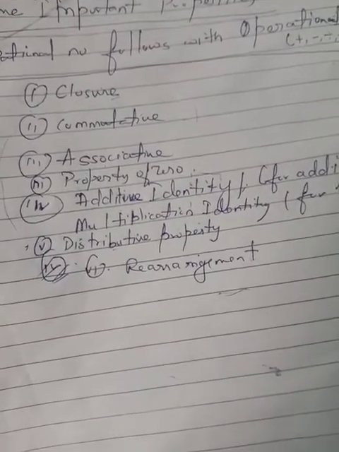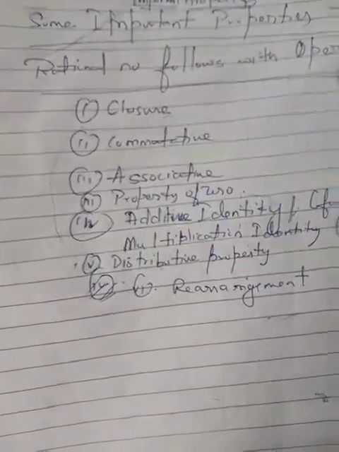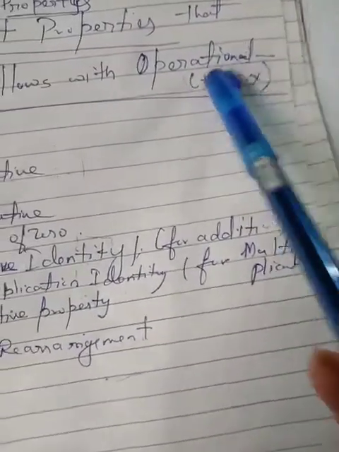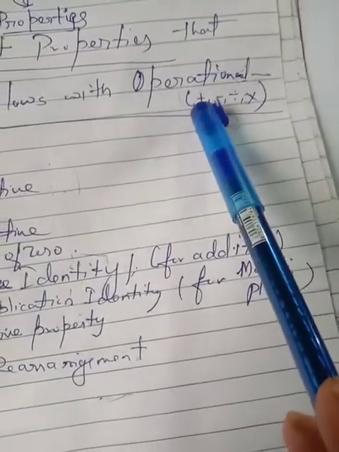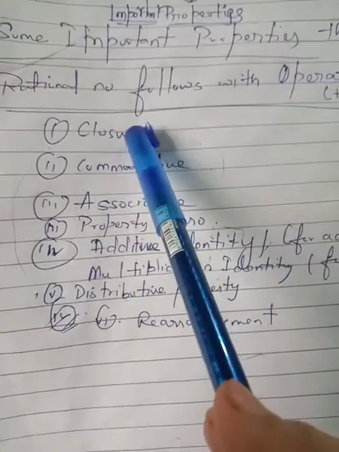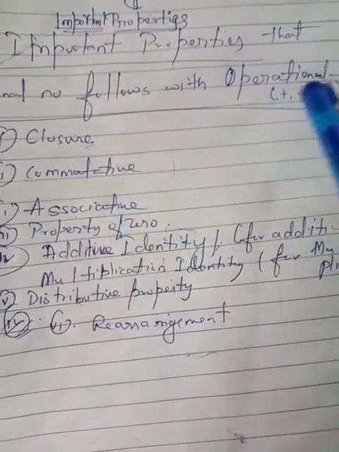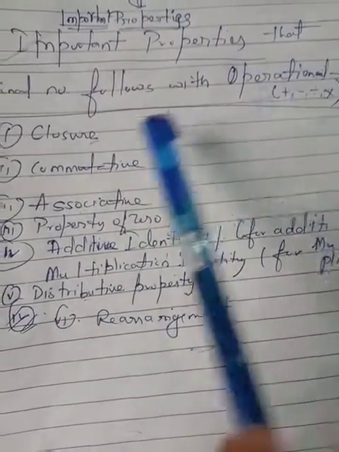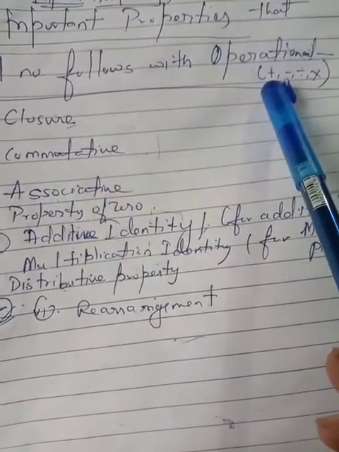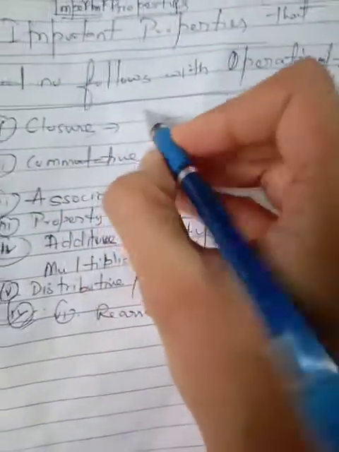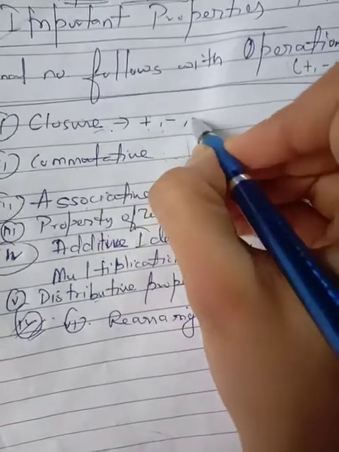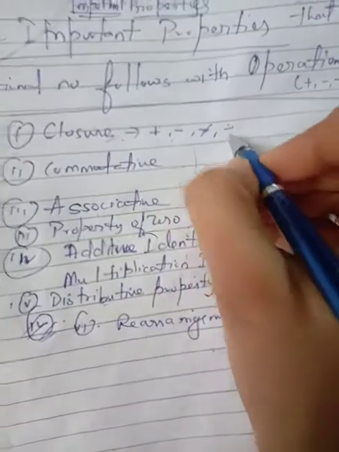The condition is this: it is not necessary that rational numbers will follow all these properties in every case, in every operation. It depends upon the operation. For example, for addition, rational numbers follow the closure property. Subtraction also follows the closure property. Division also follows, and multiplication also follows.